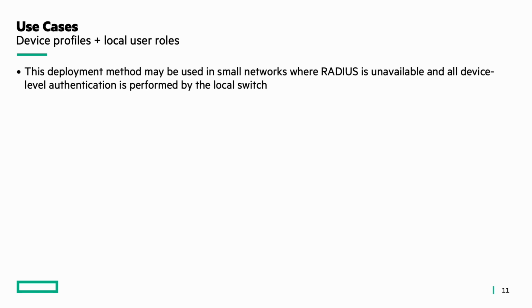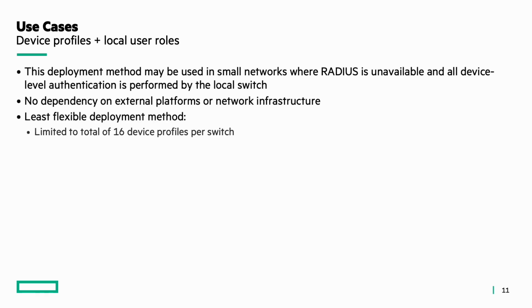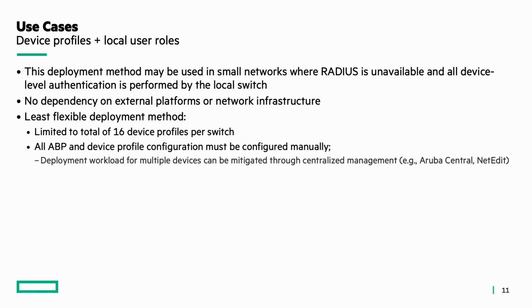The third and final method utilizes device profiles and local user roles. This deployment method is the least flexible of the three, as it is limited to a total of 16 device profiles per switch and requires all ABP-related configuration to be defined at each switch. However, it has no dependency on external applications or other network infrastructure, and it may be sufficient in smaller environments with a limited number of connected devices.